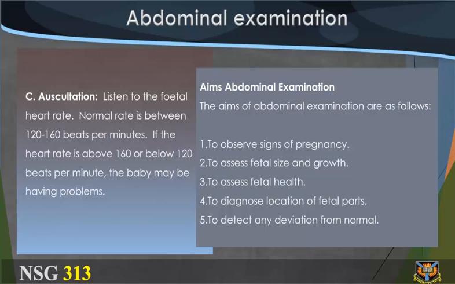Aims of abdominal examination. The aims of abdominal examination are as follows. 1. To observe signs of pregnancy. 2. To assess fetal size and growth. 3. To assess fetal health. 4. To diagnose location of fetal parts. 5. To detect any deviation from normal.